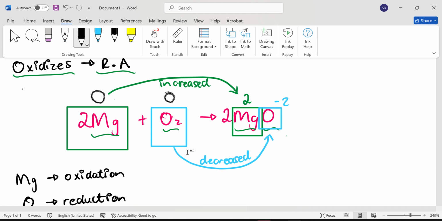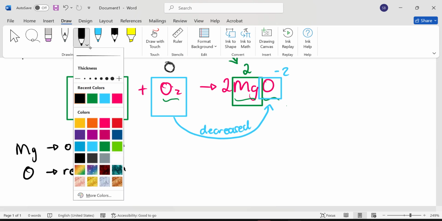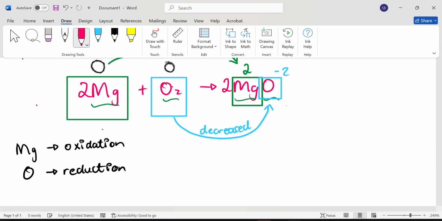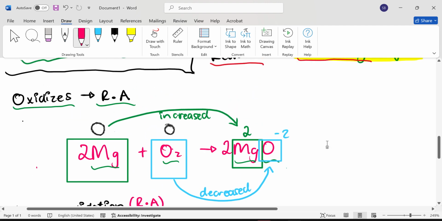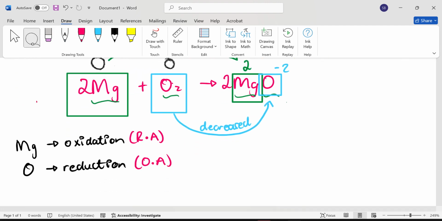So in this particular case, do you guys agree with me? I hope you do when I say that this basically means that magnesium is the reducing agent and oxygen is the oxidizing agent. Because magnesium undergoes oxidation, thus it is the reducing agent. Oxygen undergoes reduction, and thus is the oxidizing agent. Now, why exactly is that? Remember, I wanted to explain that part.